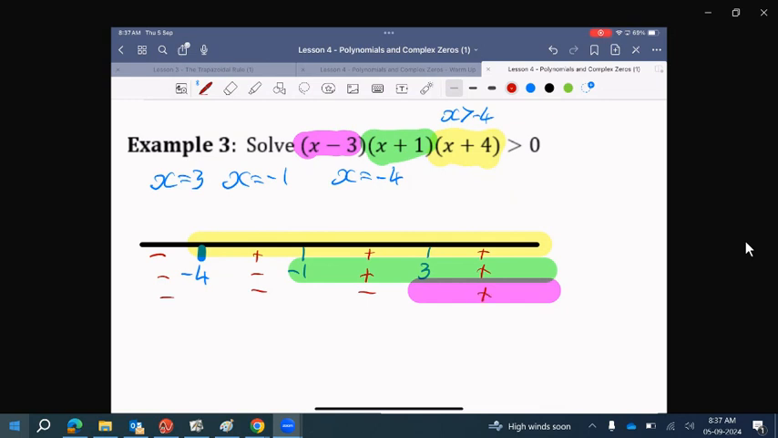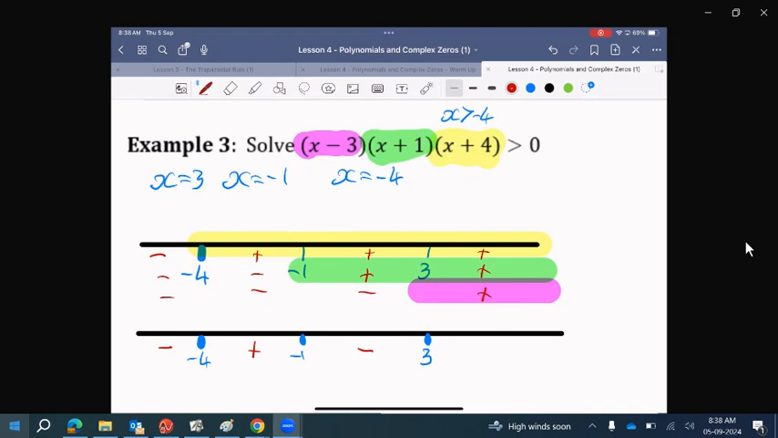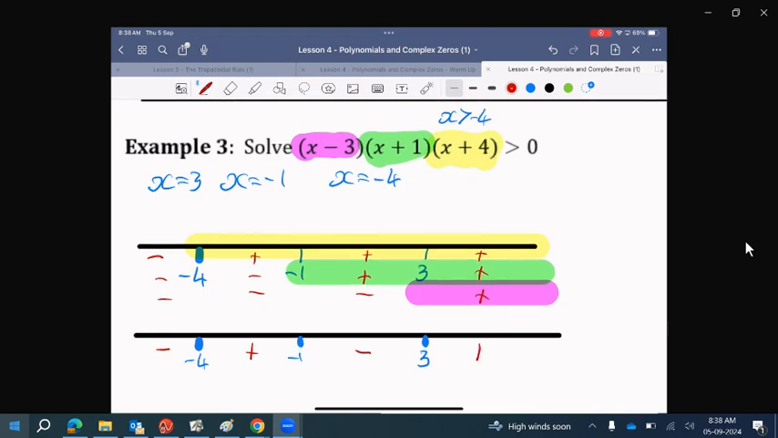So the result is going to have -4, -1, and 3. If we look at the negatives, we have 3 negatives. Negative times a negative times a negative is going to give us a negative. Positive times a negative times a negative will make a positive. Positive times a positive times a negative is going to make a negative. And positive, positive, positive will make positive.